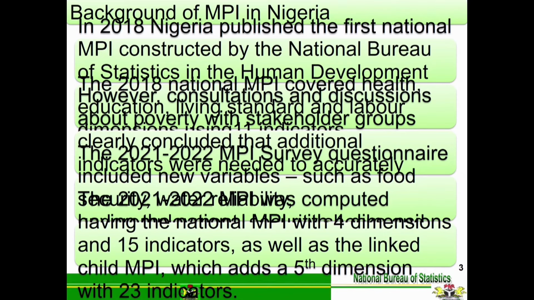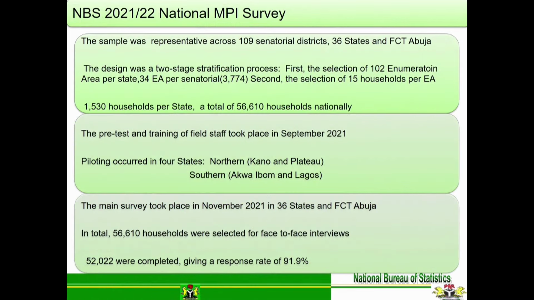Now, the Oxford Poverty and Human Development Initiative has been computing multidimensional poverty, but that is for the global level. But in 2018, the National Bureau of Statistics computed for the first time the MPI for the country. You can find that in the Human Development Report. In 2018, four dimensions were looked at: health, education, living standard, and labor. It looked into 11 indicators.